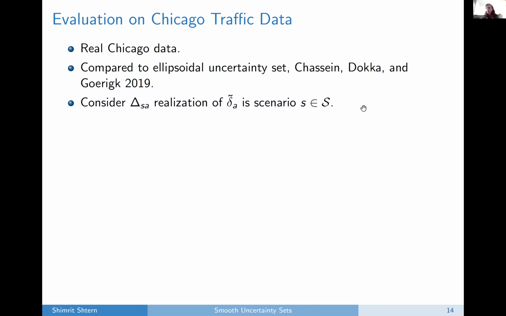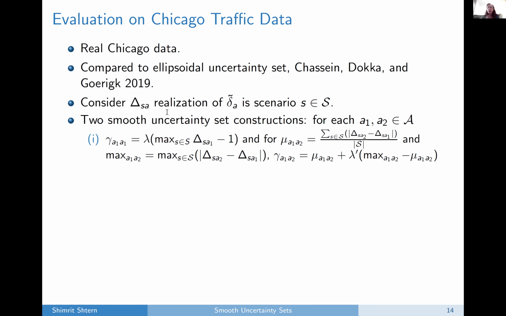So S is a scenario or a data point. And so for each delta, we have the value for a specific scenario. And in our first construction, again, it's easier if I explain what we did. We took gamma to be somewhere between the mean distance of two points, the mean as in MEAN, and the max distance between those points. So if lambda is equal to 1, it's actually the maximum distance. If lambda is equal to 0, it's the mean distance. And if lambda is between them, then we have some convex combination of the mean and the max.